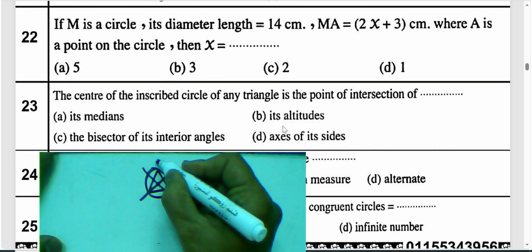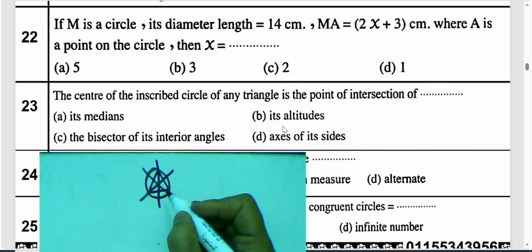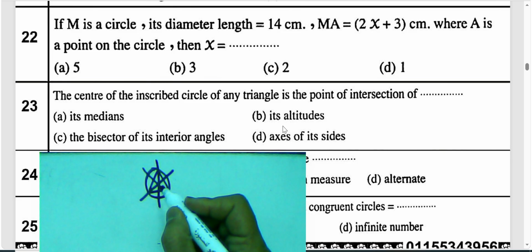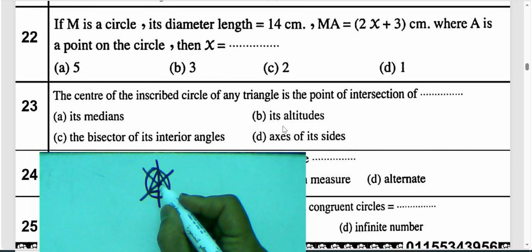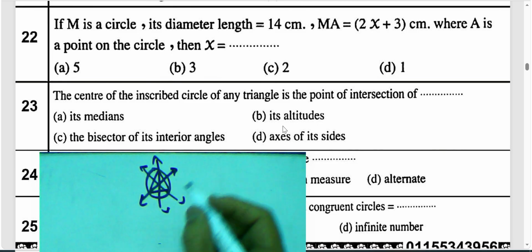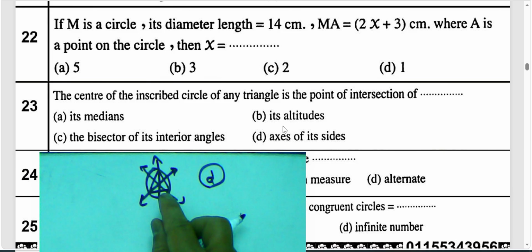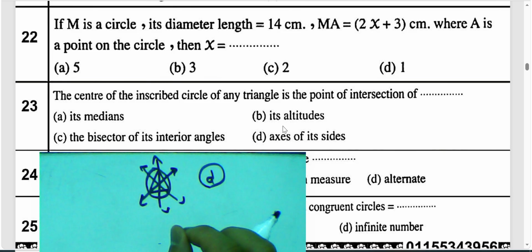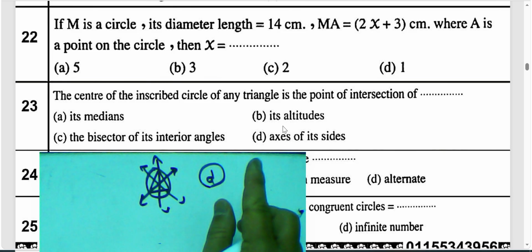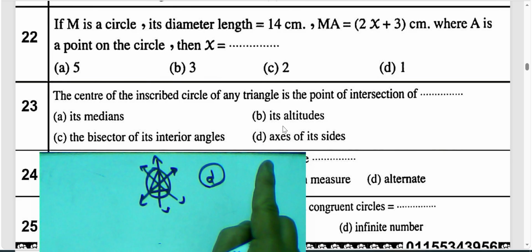So we can draw a circle passing through the 3 vertices of the triangle, and the center of this circle will be the intersection of the 3 axes of symmetry. 3 axes of symmetry. Choose letter D. Then the center of a circle of a triangle is the point of intersection of what? Axes of the sides.